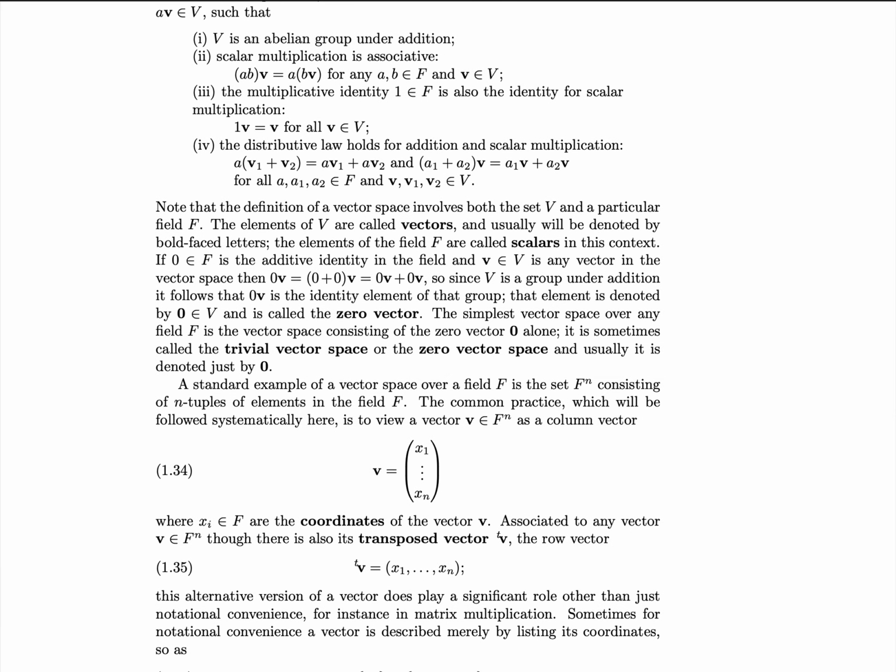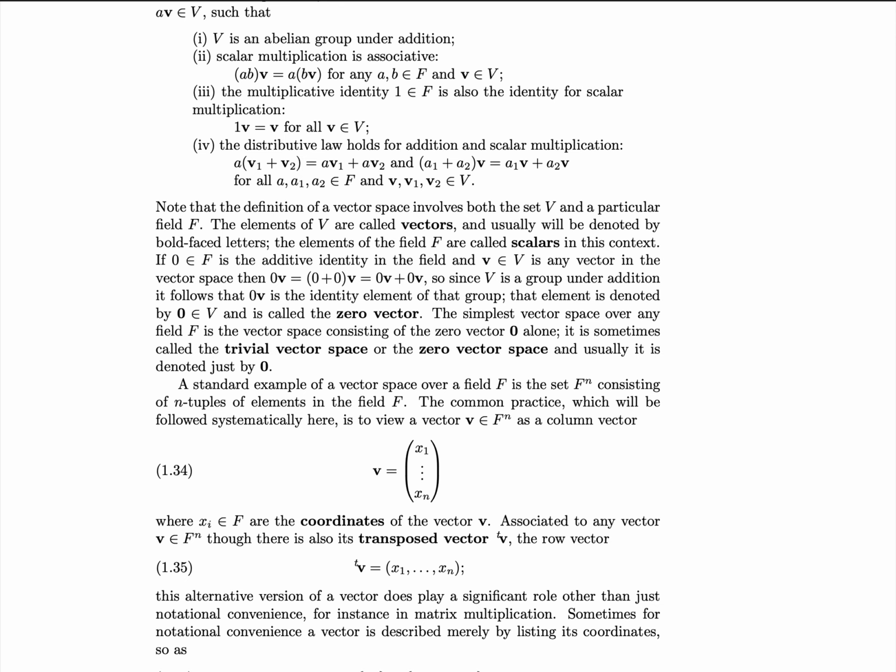If 0 in F is the additive identity element in the field, and v is any vector, then we have that 0v is equal to (0 plus 0)v is equal to 0v plus 0v. So since V is a group under addition, it follows that 0v must be the identity element of the group, and this element is denoted by 0 within V, and it's called the zero vector. That is, for any vector v, multiplying it by 0 will give you the zero vector. The simplest vector space over any field F is the trivial vector space, consisting of just the zero vector alone.